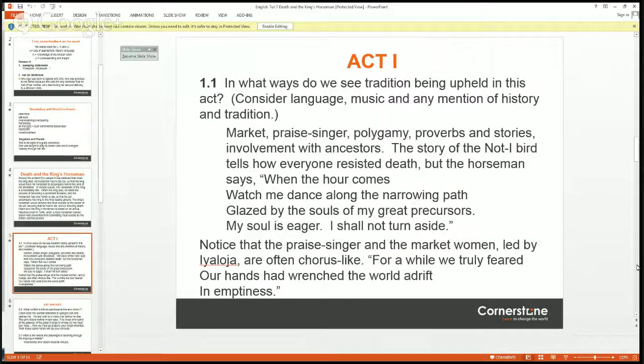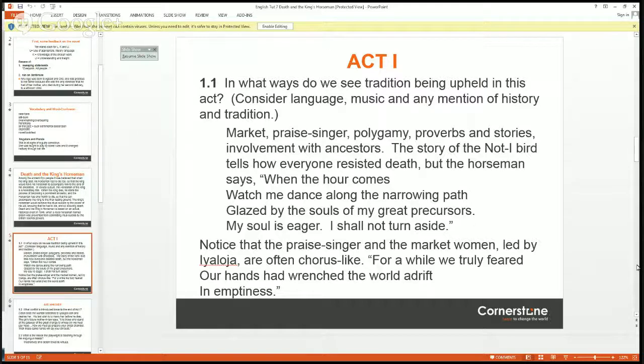I've mentioned the proverbs and also the stories. I think that the story that Ellison tells in Act 1 is wonderful. It's a poem, actually, and it's about the not-I bird. And read it. I think you'll really enjoy the language. And what he's describing is how the bird that announces death will go to people and say, well, are you coming with me? And they'll say, not I, not I, not I. And he gives different examples of who he goes to. And then he says, however, I will not resist because I know I must die.